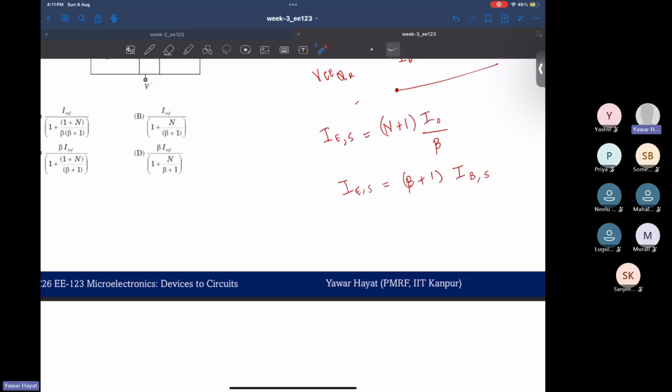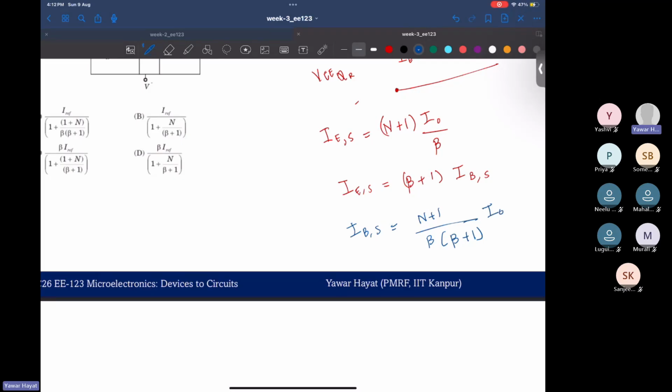So if I substitute this one over here, I'll have the following. I'll have IBS, the base current of the source transistor, would be IES by beta plus 1. But what is IES? That is N plus 1 by beta times beta plus 1 times IO.